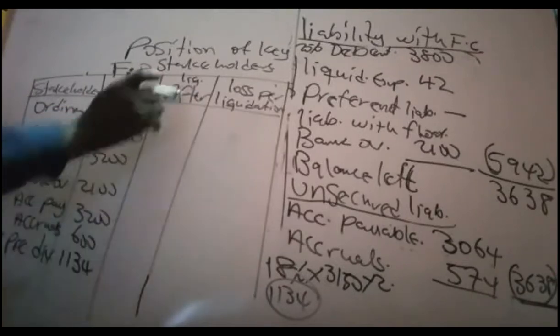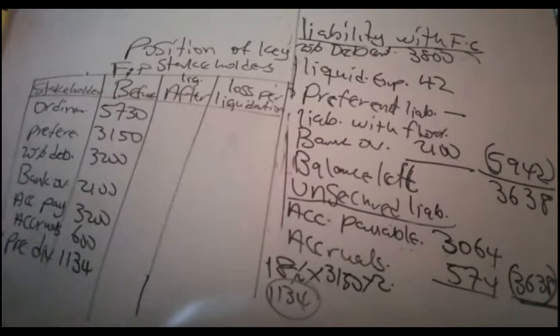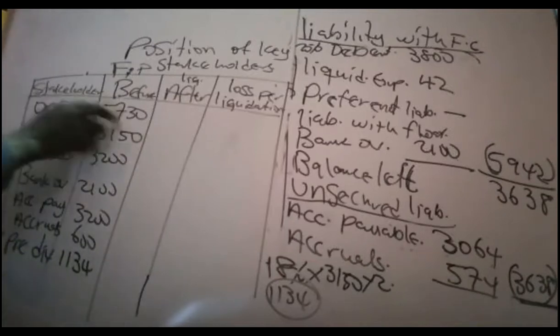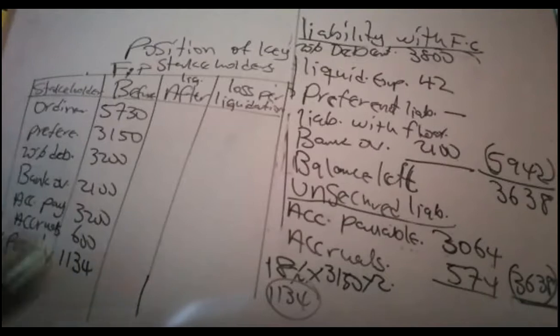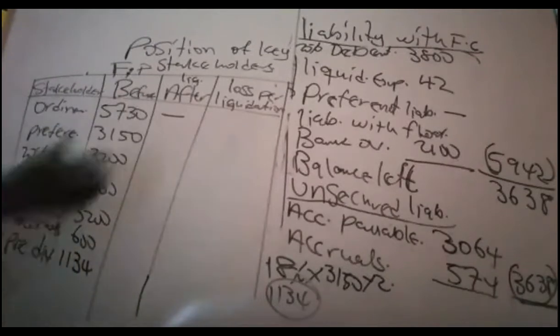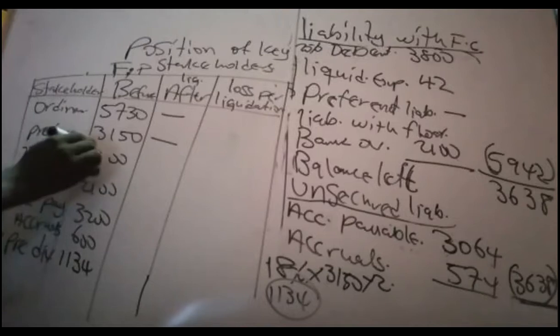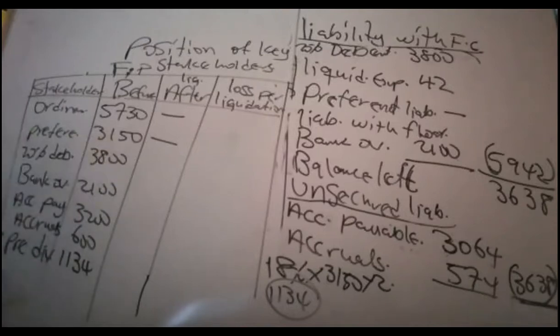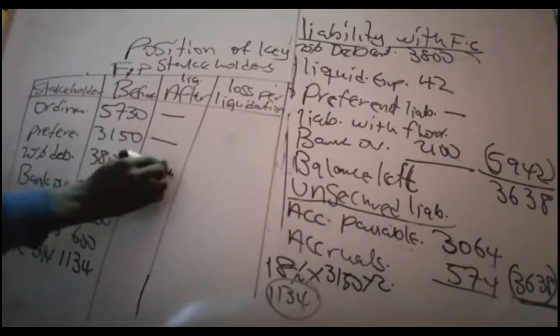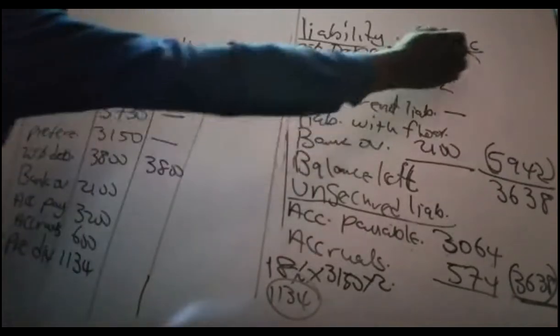So all these people, in the event of liquidation, how much are we giving them? Ordinary shares, how much are they receiving? They receive nothing. We give them nothing. Preference shareholders, they also receive nothing. 20% debenture, this one is 3,800 though, not 3,200. We give them all their money. Here's the 3,800.